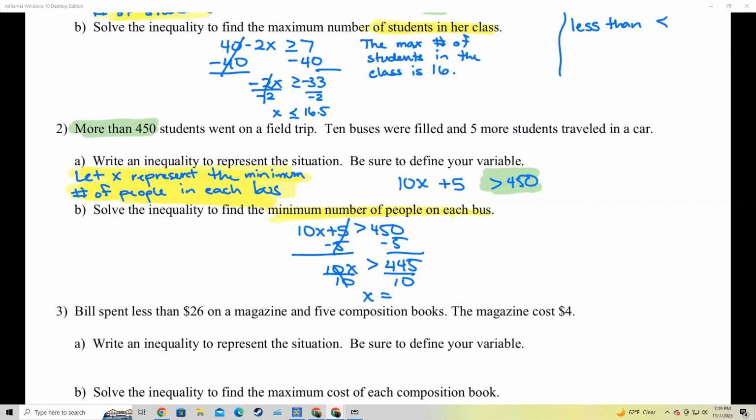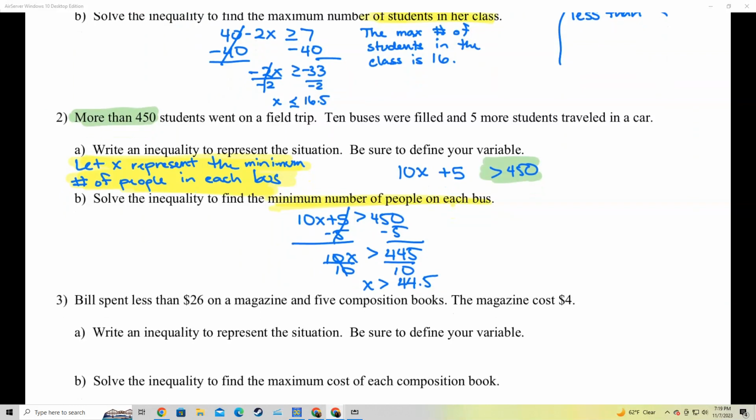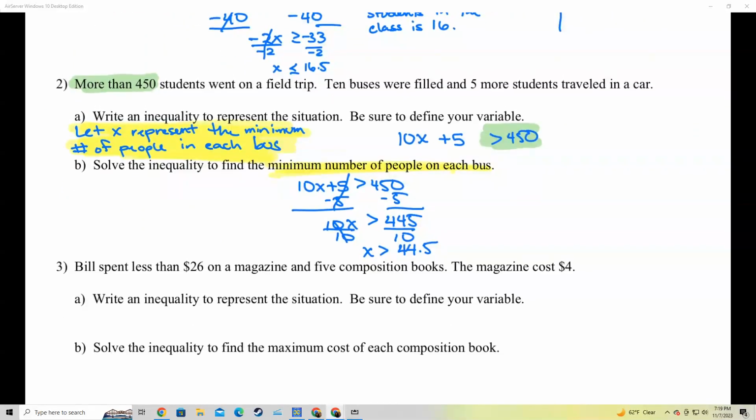And I just realized I put the equal sign. I should not be using the equal sign. I should be keeping the same inequality. And let's just realize now that I have it, I know that x needs to be greater than 44.5.